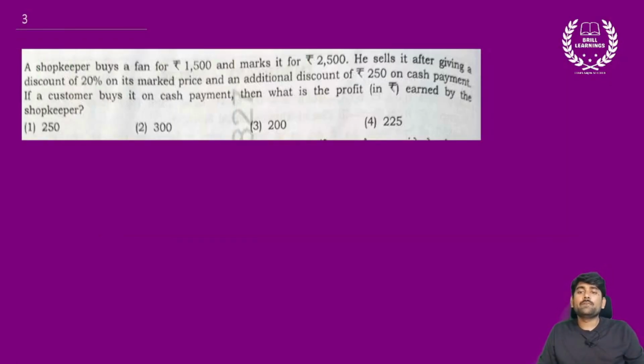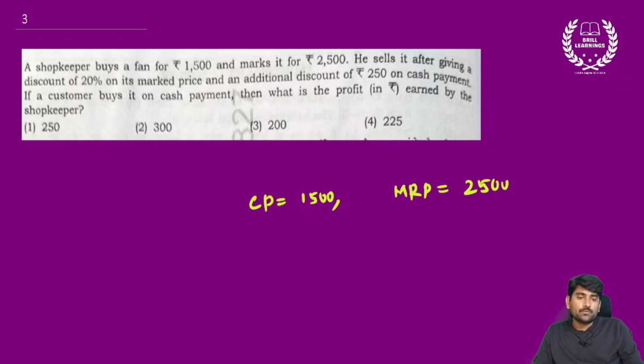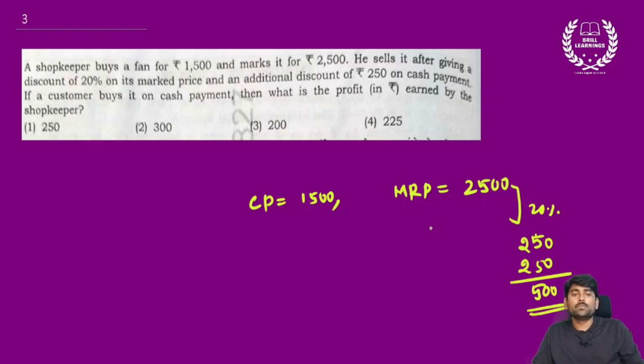A shopkeeper buys a fan for 1500. Here cost price is 1500. Keep it aside. And he marked it at 2500. Okay. Now he allowed a 20% discount on it. 20% discount means, 10% of 2500 is 250. So again 250, which is 500, is 20% here. So deduct that amount first. So we are left with 2000.